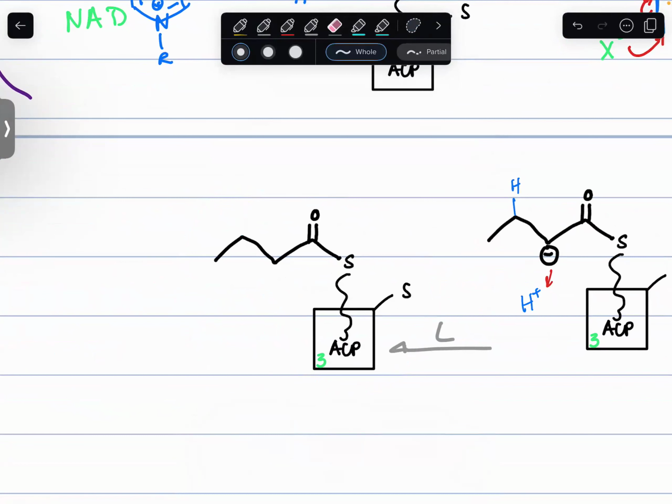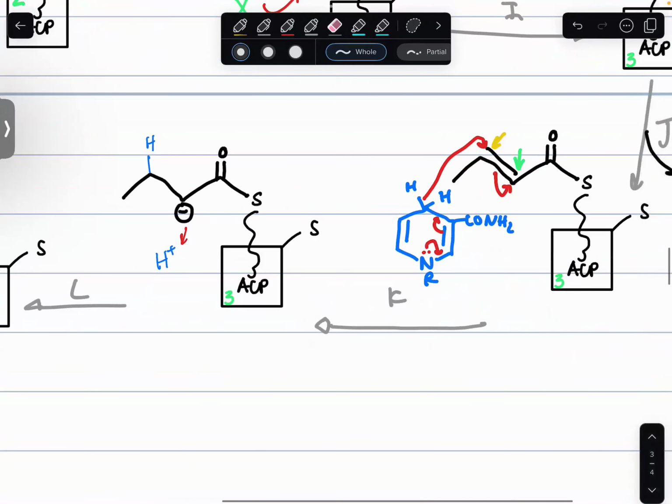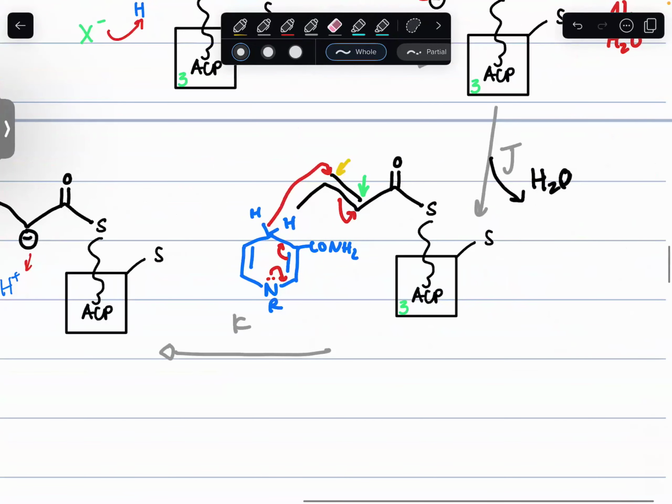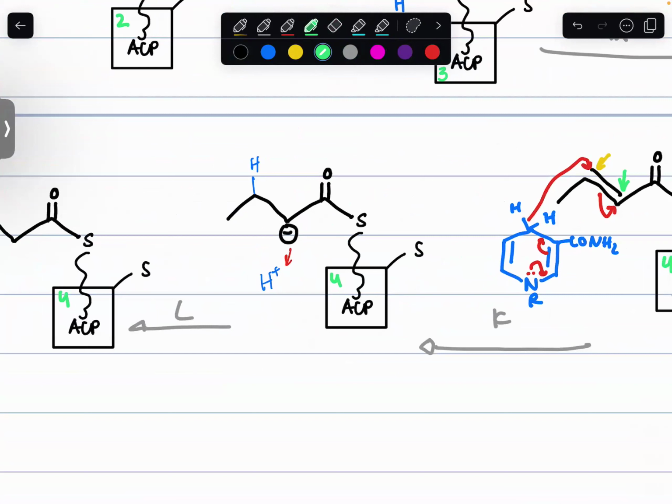And we get this. So this can now continue to go around. Also, let me be consistent with my numbering. We're back around to the top. If we had another acetyl-CoA, we could do it all over again and keep building.